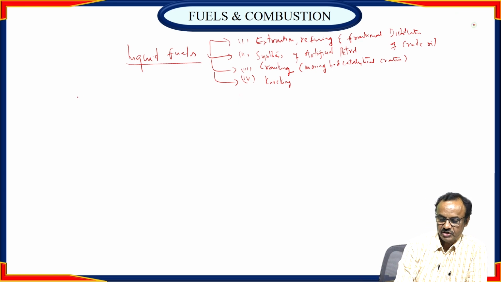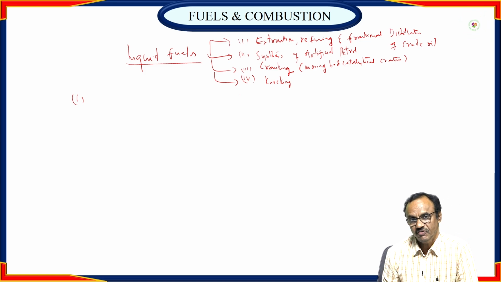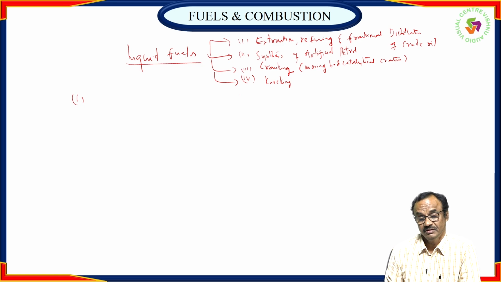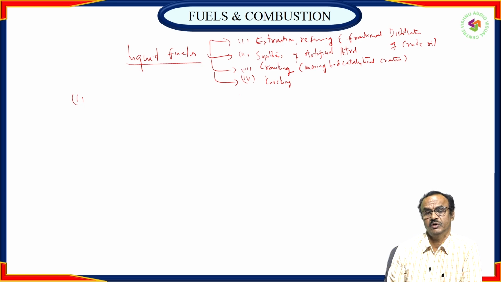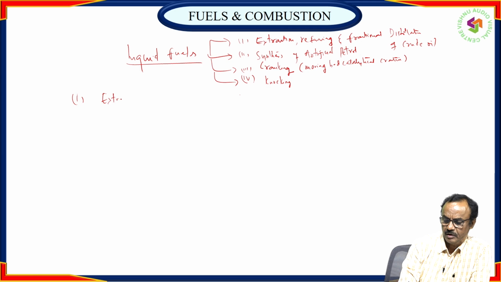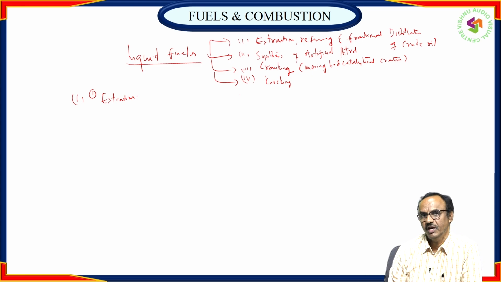First one, extraction, refining and fractional distillation of crude oil. Basic question: where do we get crude oil? Crude oil is abundant in Earth's crust. What process do we use in extracting crude oil? A simple process, just like a borewell. These are the first 3 steps involved. First, how to extract crude oil from Earth's crust.